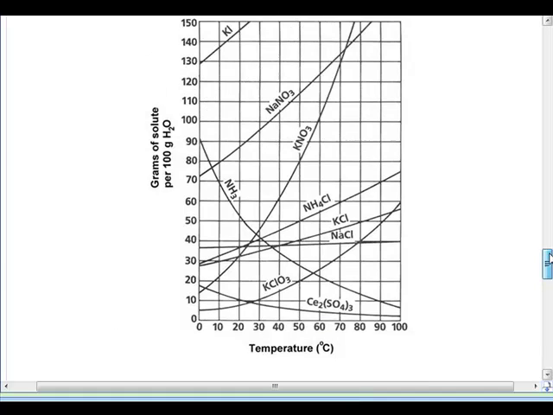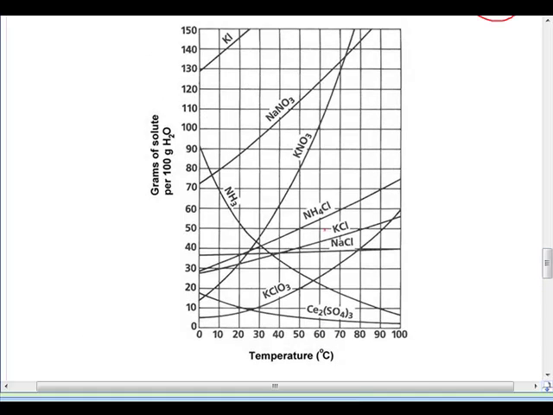All right, solubility chart here. We've got a basic chart. You look on the side. This is standard: how many grams of solute you can dissolve in 100 grams of water. So this is all based off of 100.